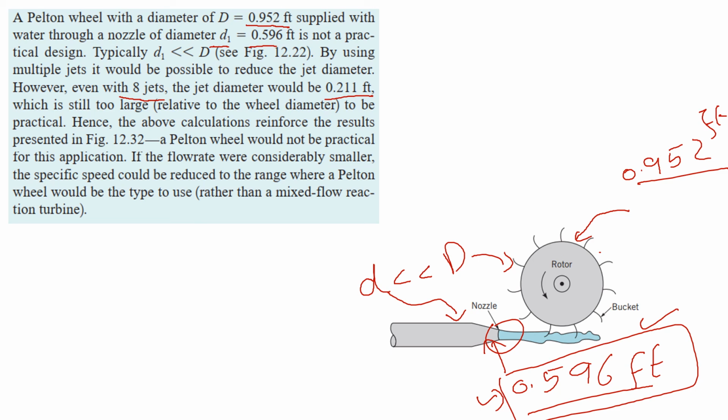Hence the above calculations reinforce the result in figure 12.32. A Pelton wheel would not be practical for this application. If the flow rates were considerably smaller, the specific speed could be reduced to a range where a Pelton wheel would be the type to use. So basically we have to adjust the flow rate to actually use a Pelton wheel in that scenario. So right now it is not feasible.